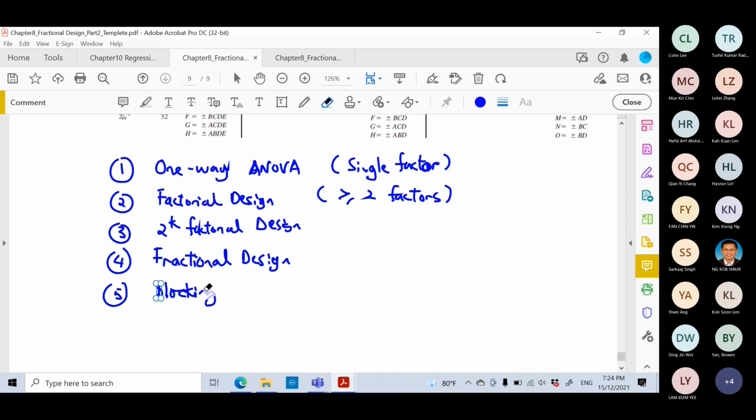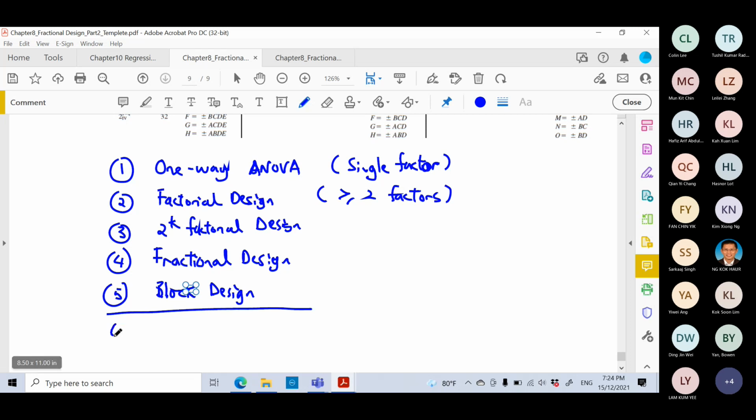Blocking is a technique, and then you have a block design. It means you have nuisance factors to be considered. Therefore, you need to take the nuisance factor out of the calculation of the sum of squares for the error. This will be the block design. Of course, under the block design, you also learn the technique called confounding.